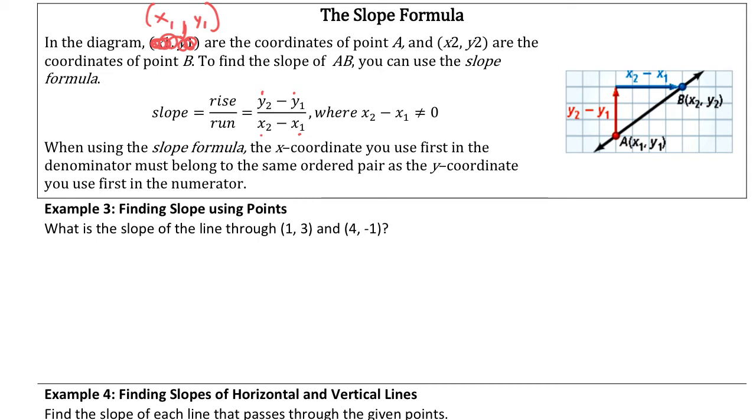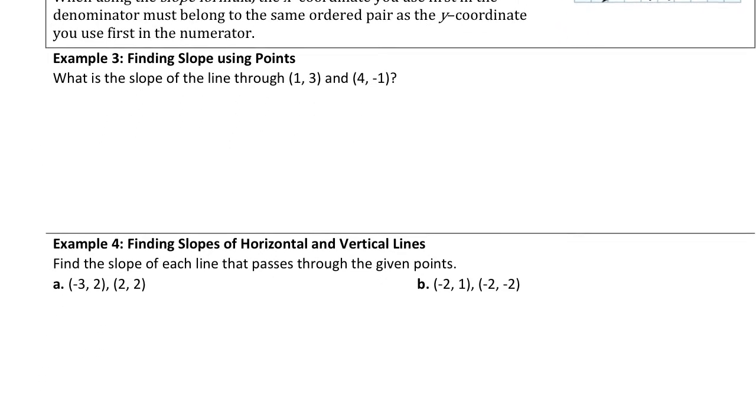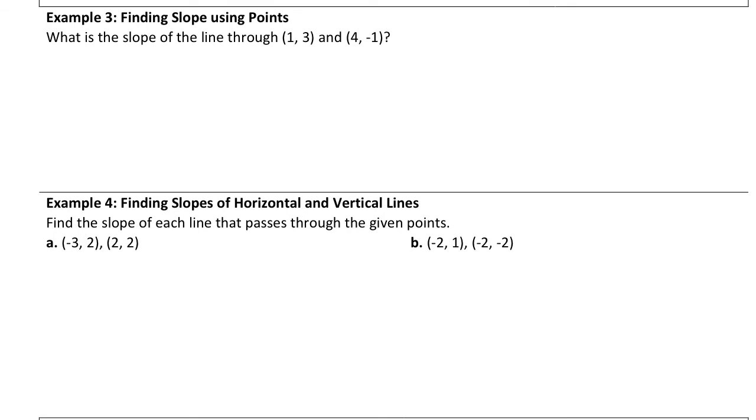So in this diagram, it shows the coordinates of both the points. To find the slope, we use the slope formula. The x-coordinate you use first must belong to the same ordered pair as the y-coordinate you use first. So I'll show that in example 3. If we think of this as x1 and 3 as y1, we take the y values and subtract them on the top, y2 minus y1, and x2 minus x1 on the bottom. In this case, y2 is -1, y1 is 3. So -1 minus 3 on the top.